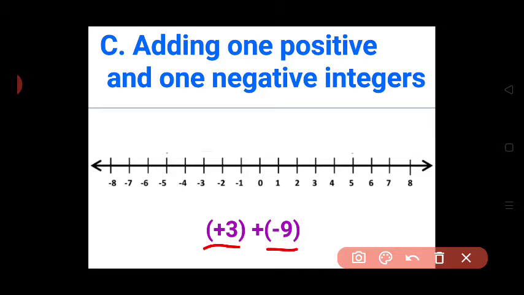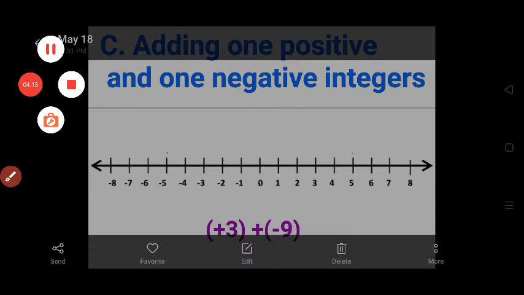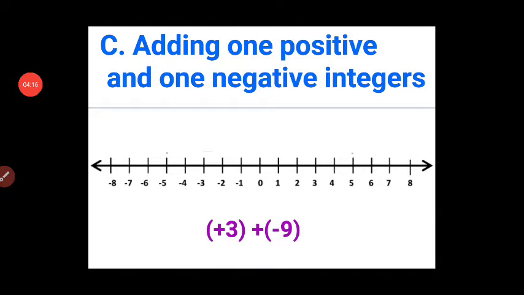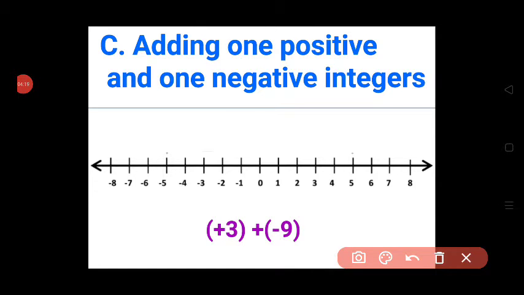So the first one is +3, that means first we have to move towards the right, and the next one is negative, so we move towards the left. So start the first one from 0, move 3 units. So first move from 0 to 3. 3 is here. We can represent it by using arrows also, like this. Next, we have to move 9 units towards the left. So start from 3.